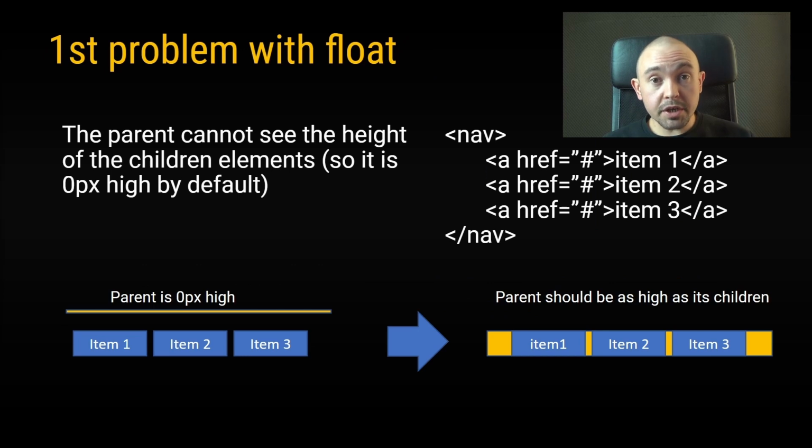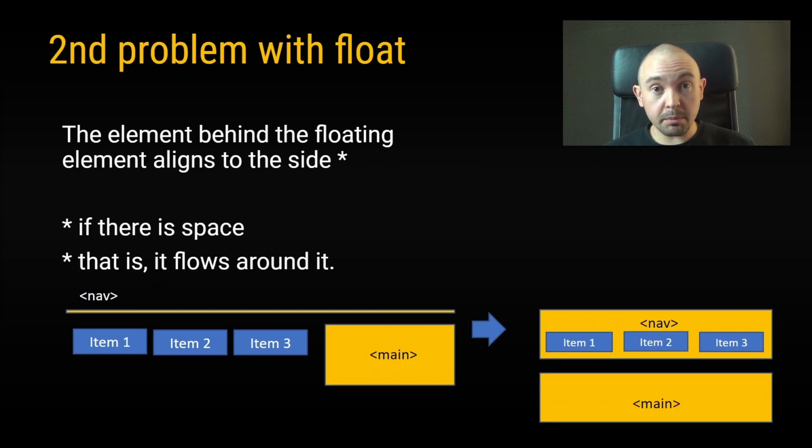But the float property also has its problems. The first is that the parent cannot see the height of the children. Our navigation has inside some a tags with the property float left. Without the float left property, the parent of these elements, the nav tag, would expand with the children and have their height. However, when using the float left property, the parent cannot see the height of its children and it's 0 pixels high.